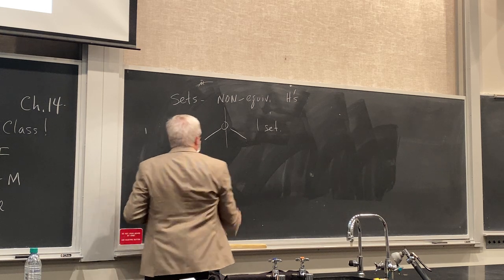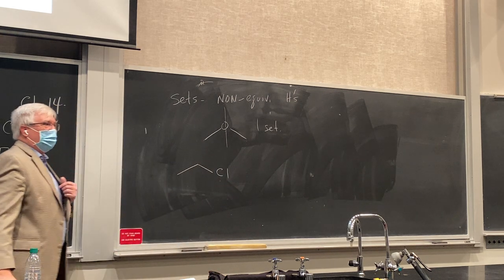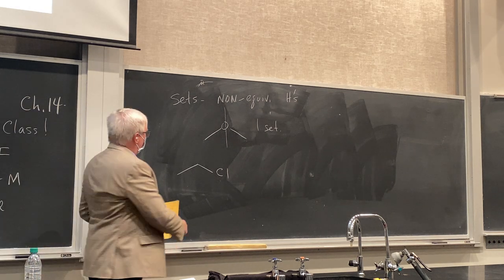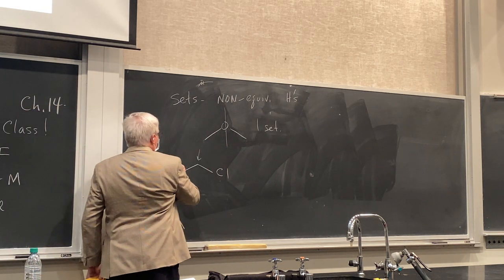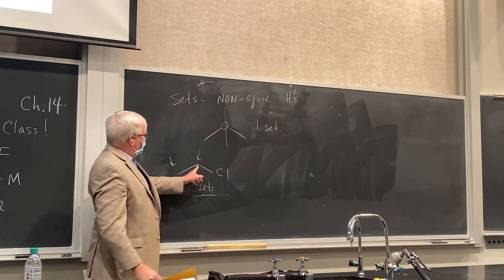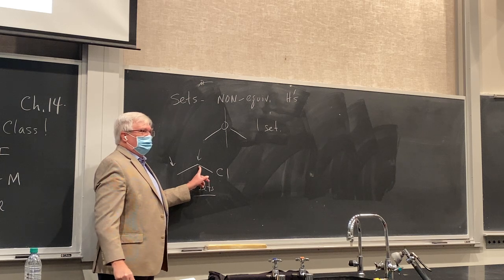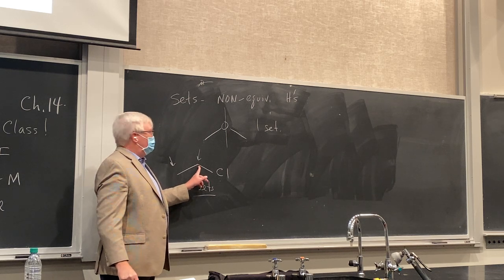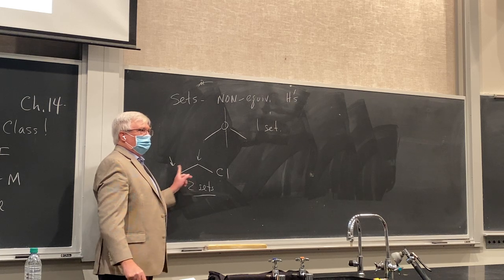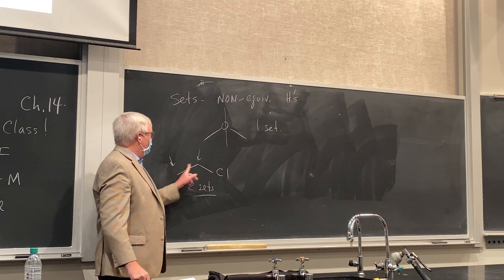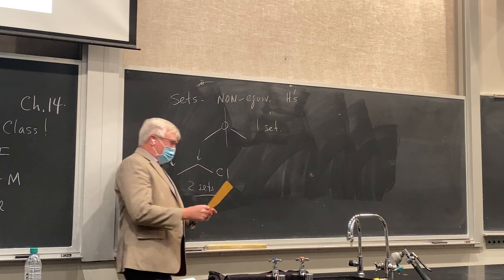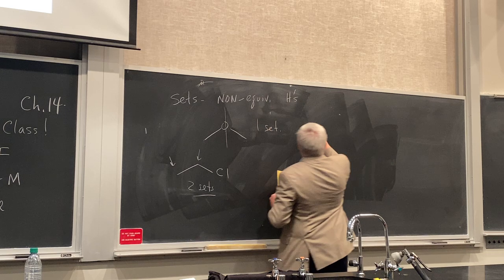How about this? Ethyl chloride. How many sets? 2, right? This will be distinct from that. So 2 sets, okay? This one's closer to the chloride. We expect that to be further downfield, around 3 ppm. And this one will be closer to 1 ppm, okay? And then the splitting pattern, right? We'll have a triplet, and we'll have a quartet, okay? So you're beginning to see already with these simpler ideas.